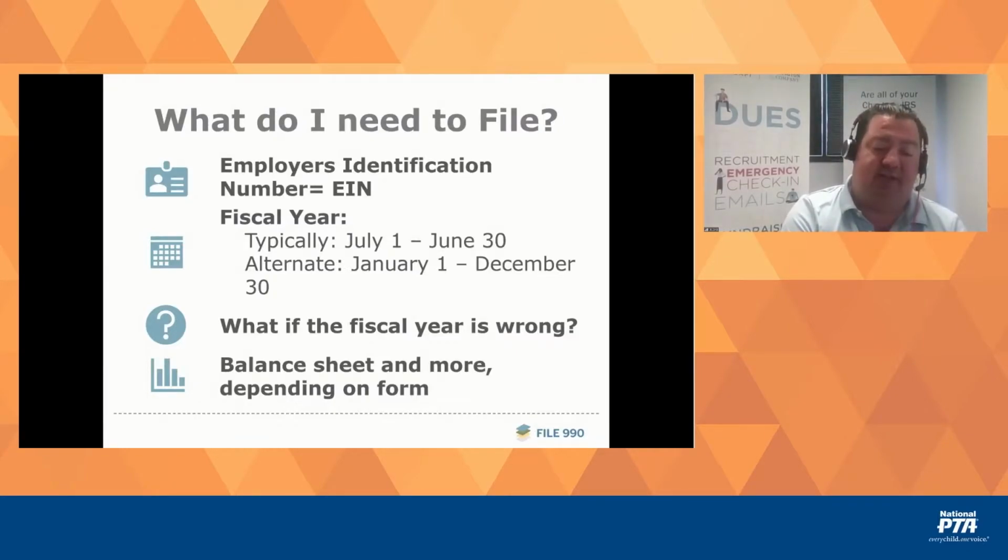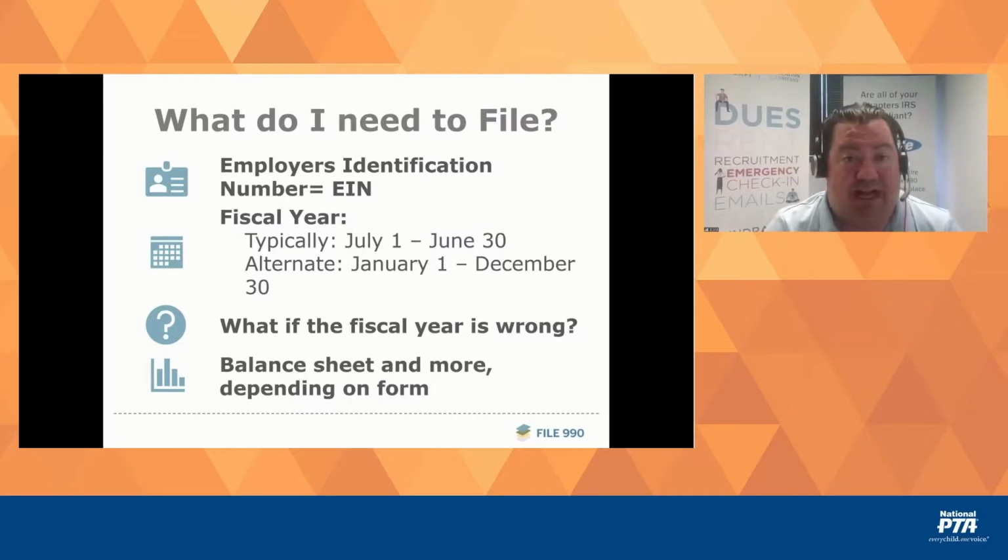Okay, so what do I need to file? The first and most important thing is the local chapter's EIN. That's an employer identification number, sometimes referred to as the tax ID number. This is virtually the nonprofit organization's social security number.